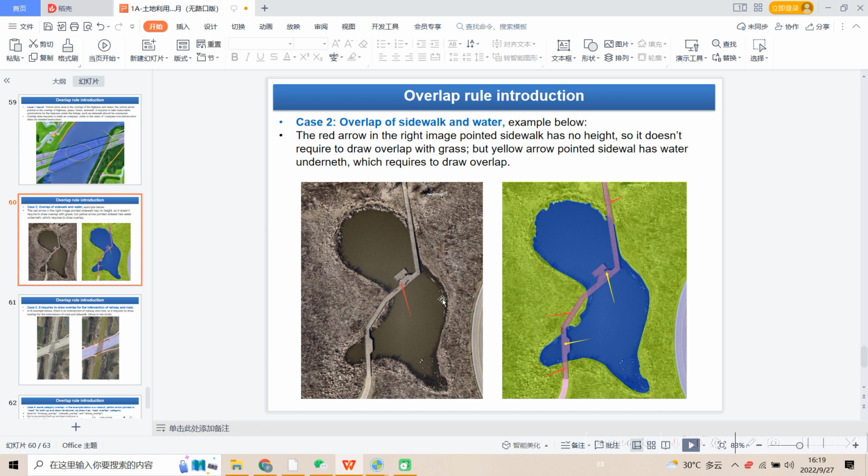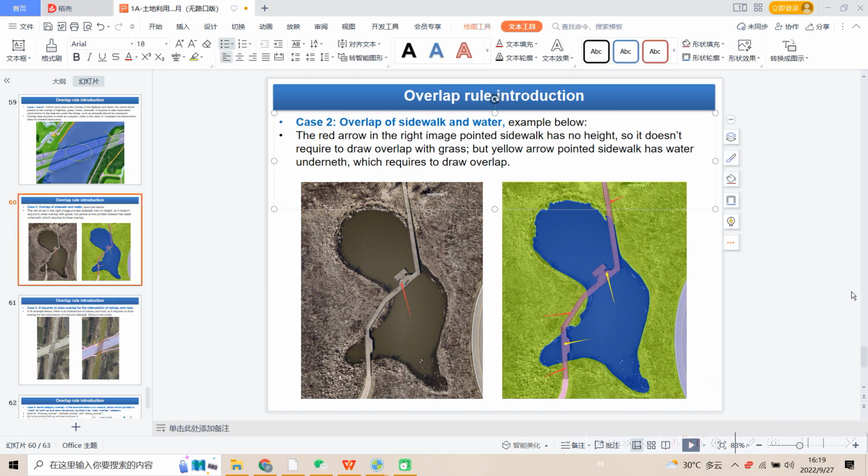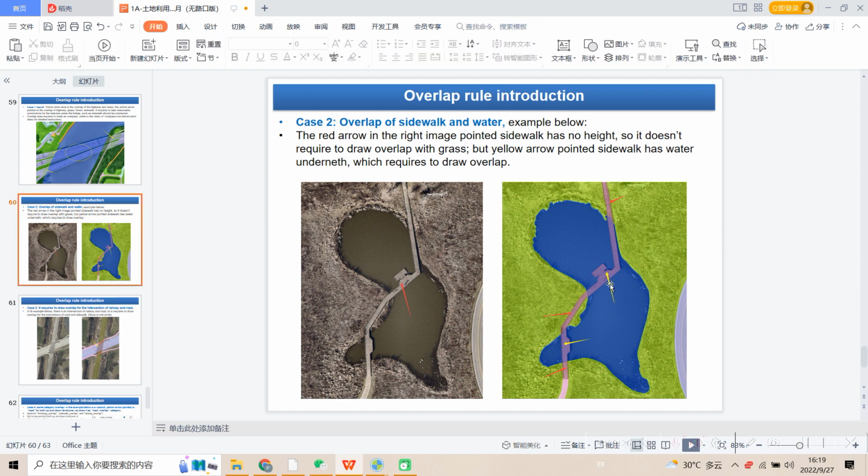Also, this one is a very good example that we can see. The red arrow pointed sidewalk here has no height. It's just on the grass. So we don't need to draw the overlap with grass. However, the yellow arrow pointed sidewalk has water underneath, which requires drawing an overlap for this water overpass.